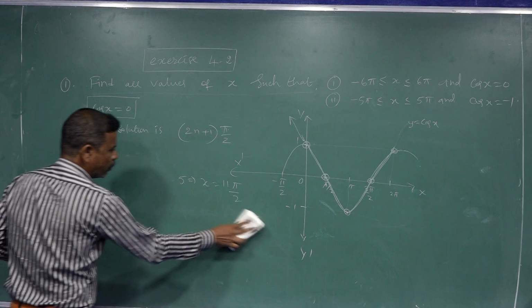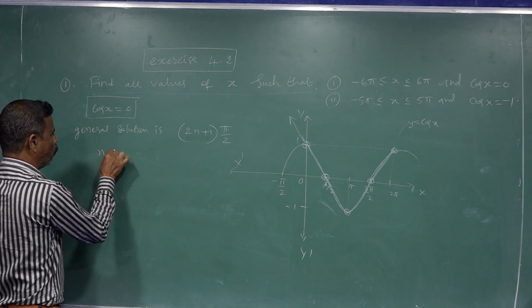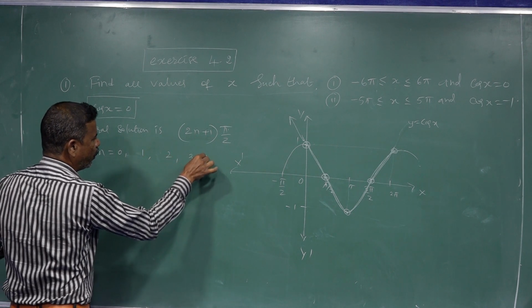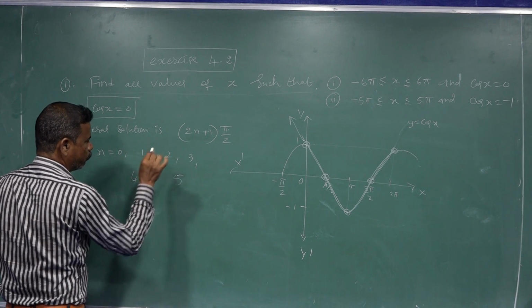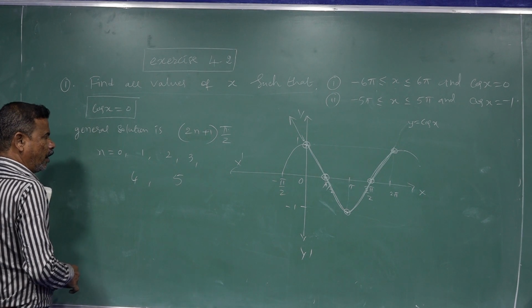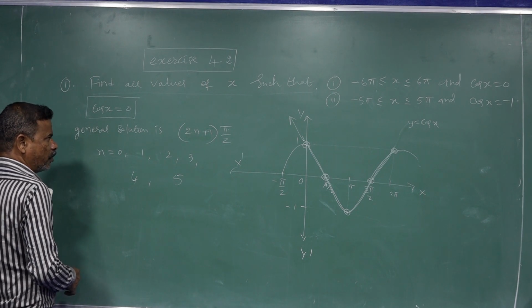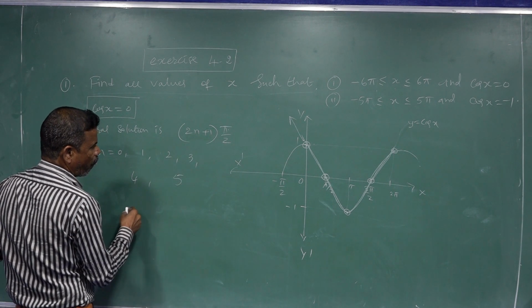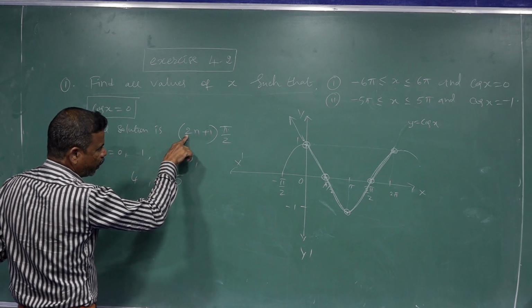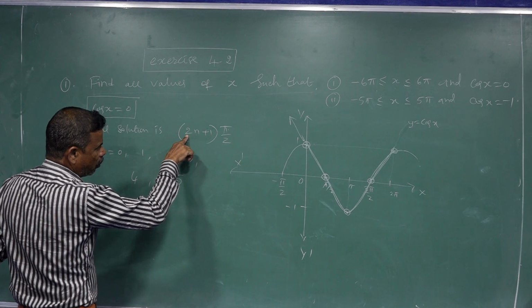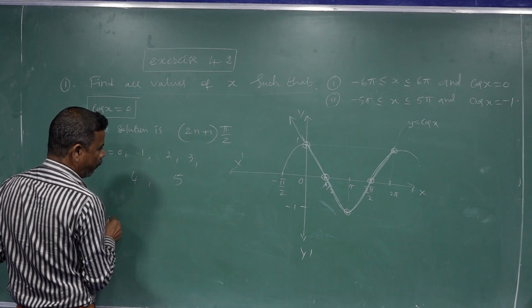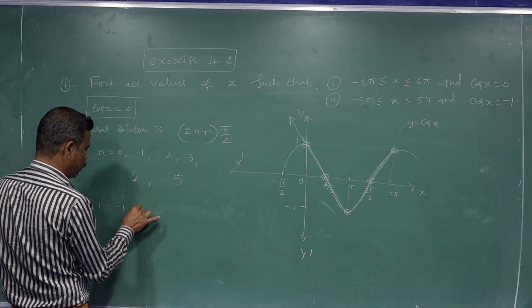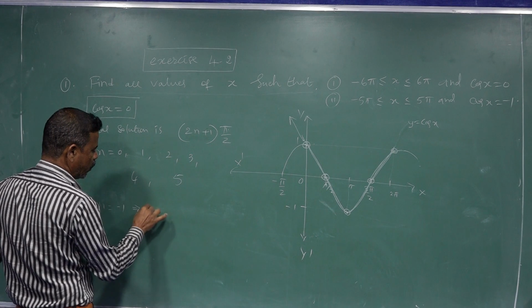In this, n is equal to 0, 1, 2, 3, 4, 5. In this, negative values. If we consider minus 1, minus 3 π by 2 coming. Minus 1, minus 2, plus 1, minus π by 2. If n is equal to minus 1, then what? Minus 2 plus 1, minus π by 2.